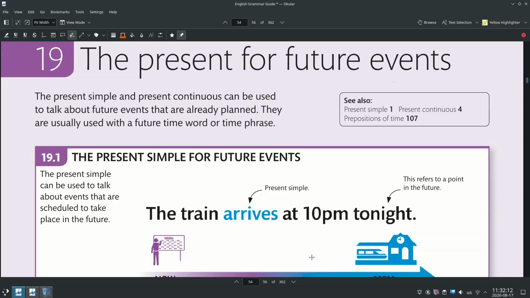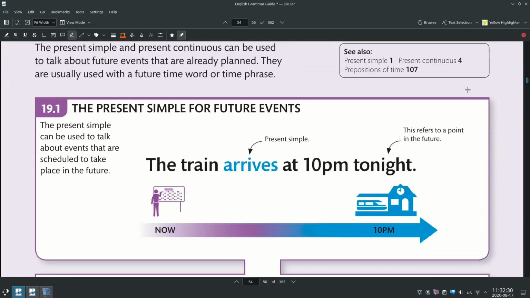English Grammar Guide, Lesson 19. The present for future events. The present simple and present continuous can be used to talk about future events that are already planned. They are usually used with a future time word or time phrase.